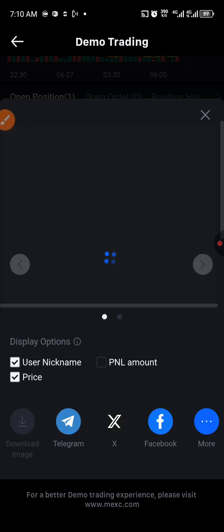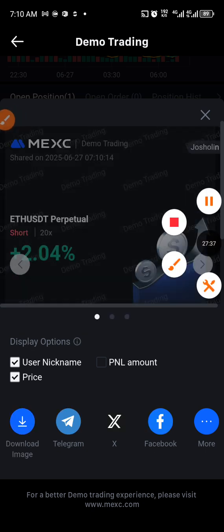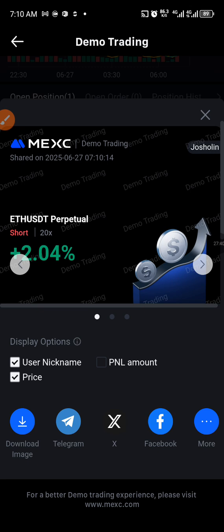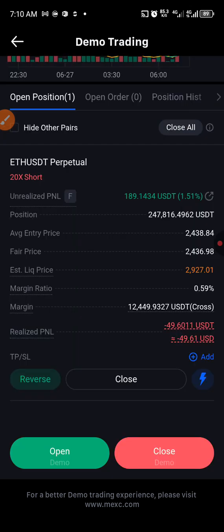So it's loading here. Okay, you can see I'm on 2% profit already. So now this 2%, depending on the amount that you use in trading, you can see the profit I'm making here is 189.1 USDT. So you can see it has changed to 222.6. Okay, so now let's go back.